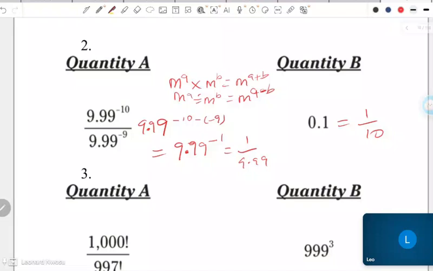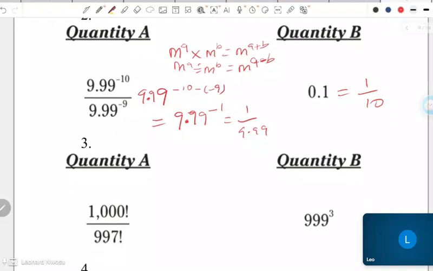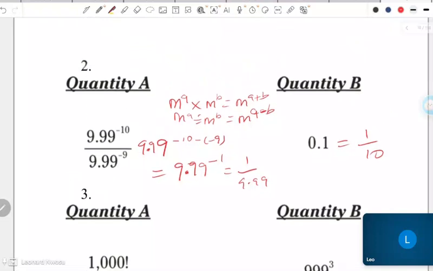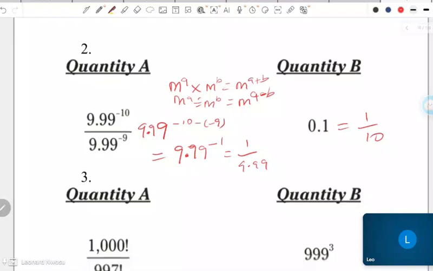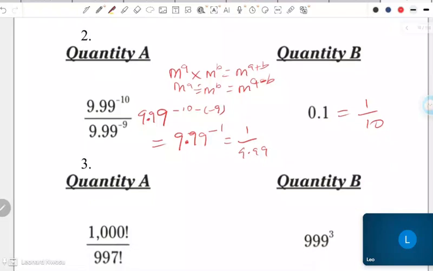Remember, if 9.99 divides 1 and 10 divides 1, this one should be greater. A should be greater, right? 9.99 is less than 10. Yes, it's less than. Okay, so if we divide, A will be greater because it's being divided by a smaller number. Time is going, 4 minutes spent already. So the answer of this one is A.